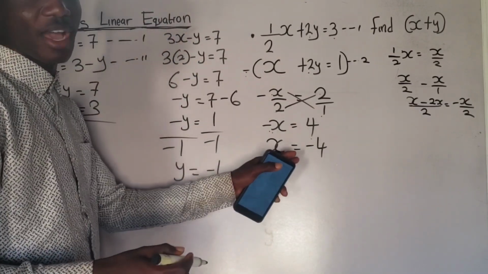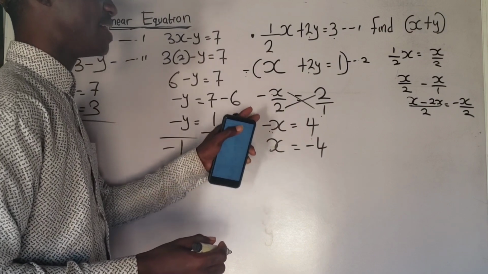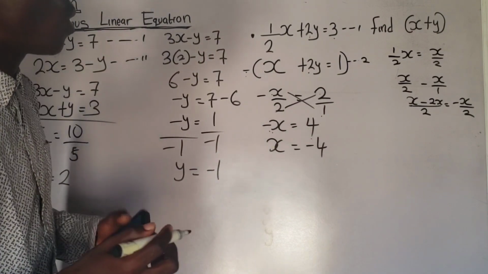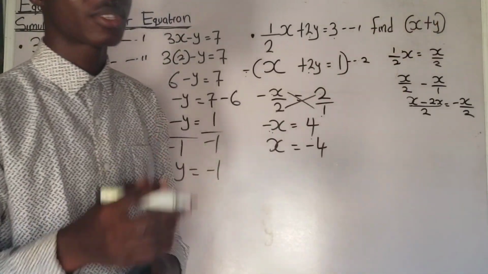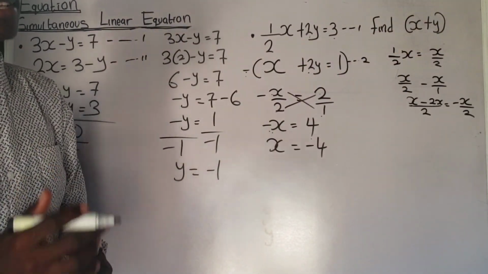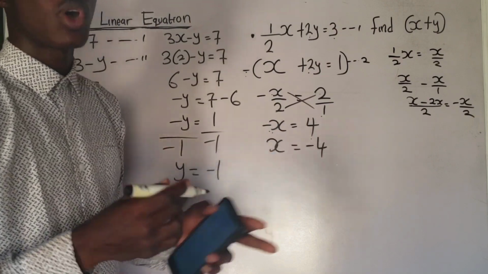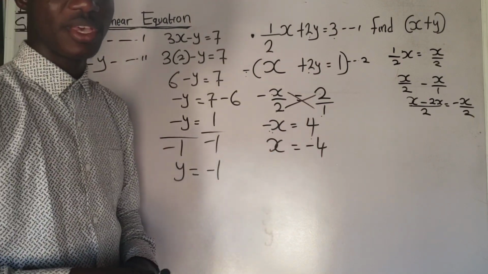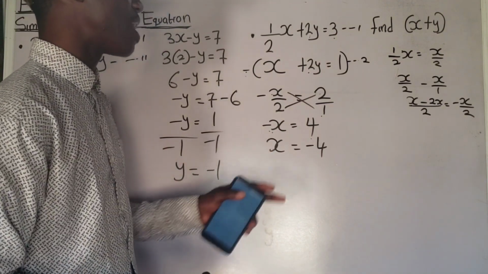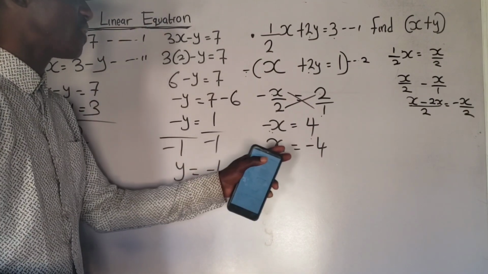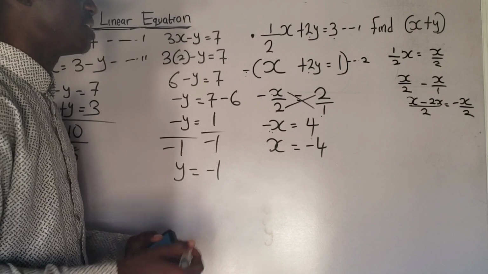I'm very sure you understand how I got this. Divide both sides by negative 1. Because I'm asked to find the value of x plus y, I'm not asked to find the value of negative x plus y. I have that negative x equals 4, so I'm going to divide both sides by negative 1. If you divide both sides by negative 1, you're going to have x equals negative 4.